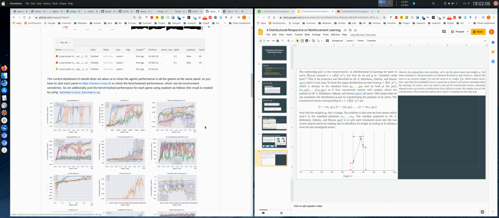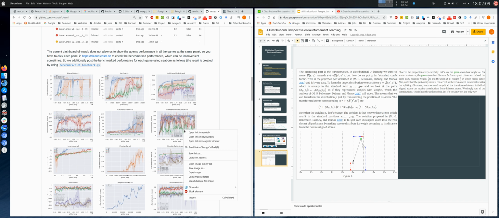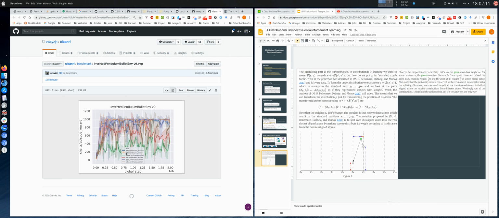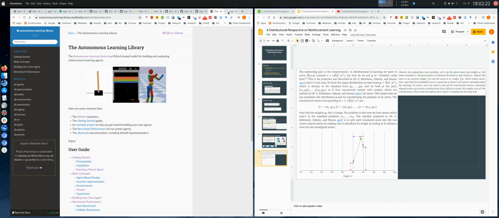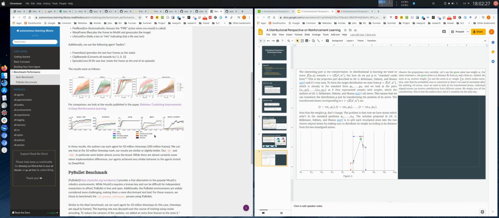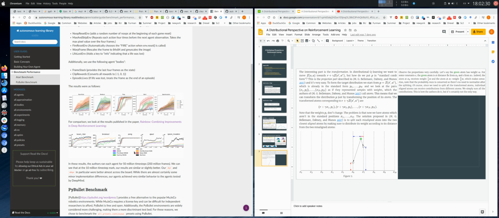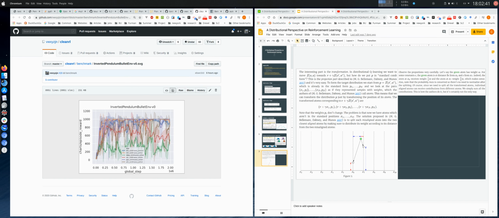In particular, we know that, for instance, SAC really shouldn't be performing this poorly. SAC really should be one of the state of the art. If you look at this library's implementation of SAC, he actually has this part where it talks about the benchmark of performance. I really like this part. He essentially says, for comparison, we look at the results published in the paper and the results match, which means we're, for the most part, correct. So I want to do that for a lot of the environments that we have as well.